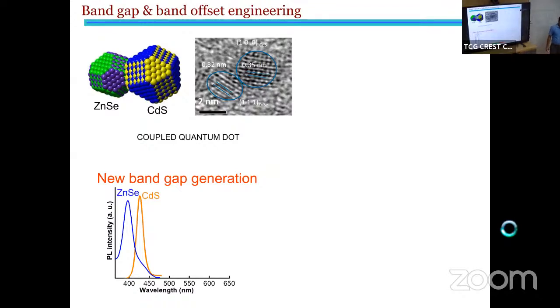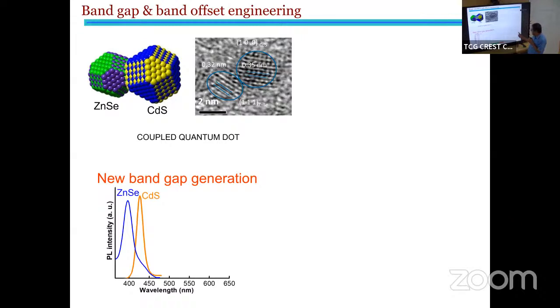So we formed the coupled quantum dot using two different quantum dots here. One is zinc selenide, the other is cadmium sulfide. And this shows the transmission electron microscopy picture showing two different components. These two are also in two different crystallographic phases. So these are the optical properties of the pristine quantum dots for zinc selenide and cadmium sulfide.